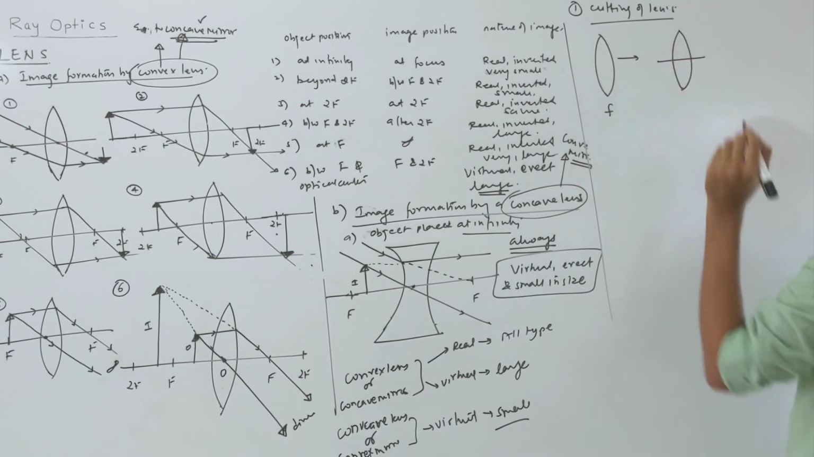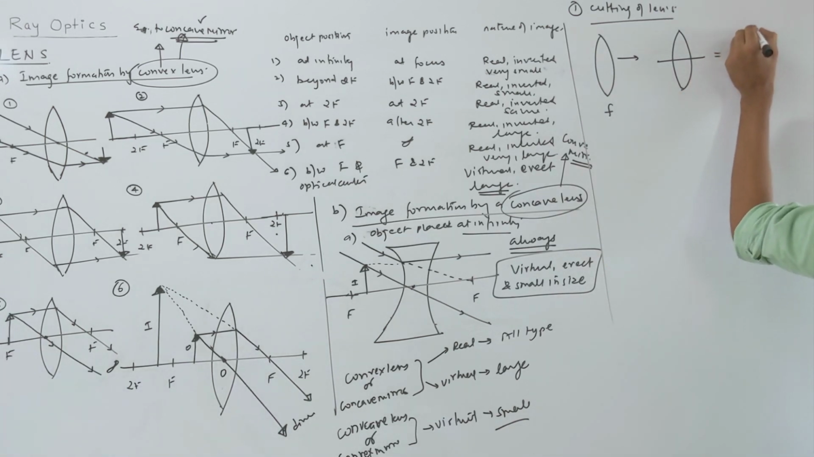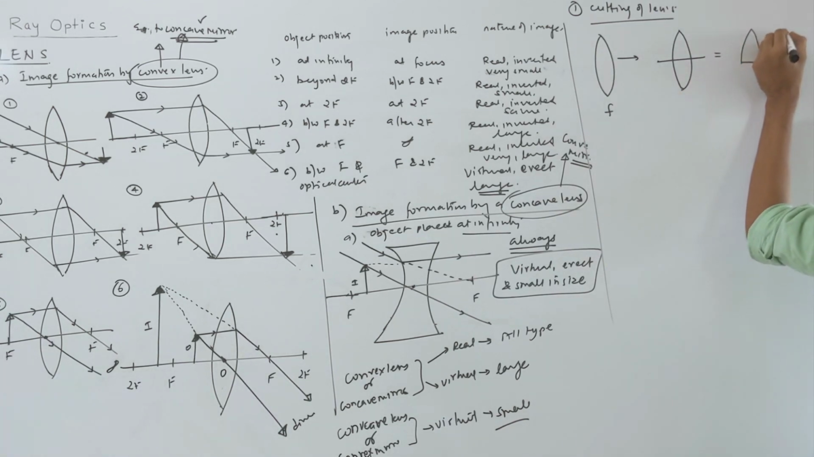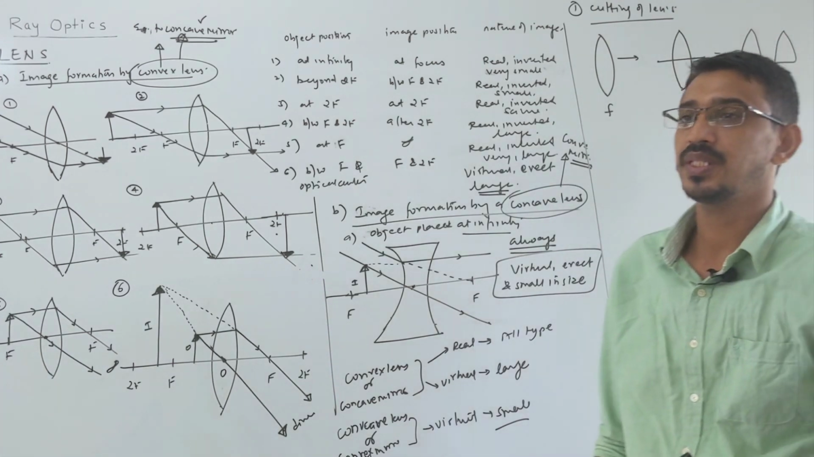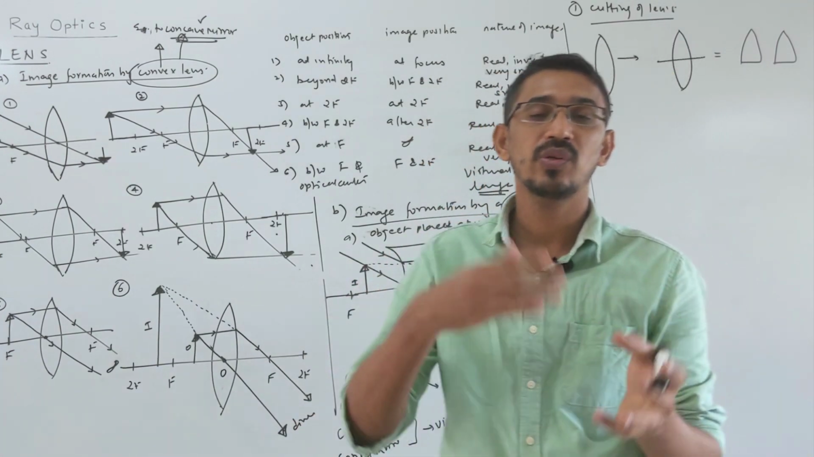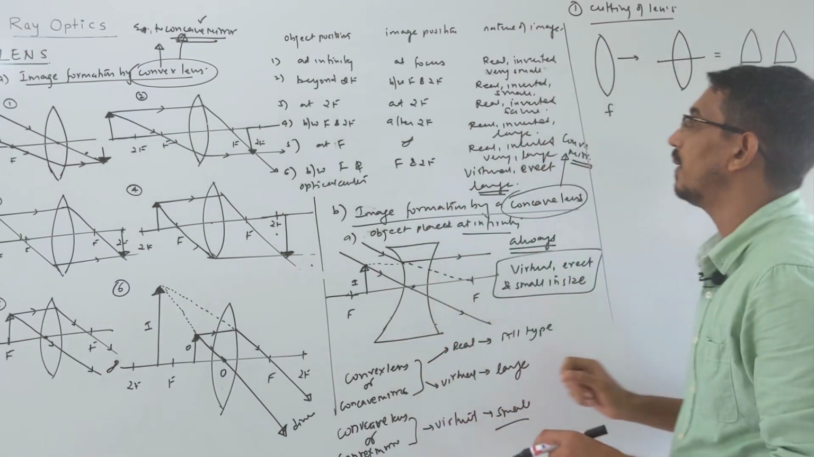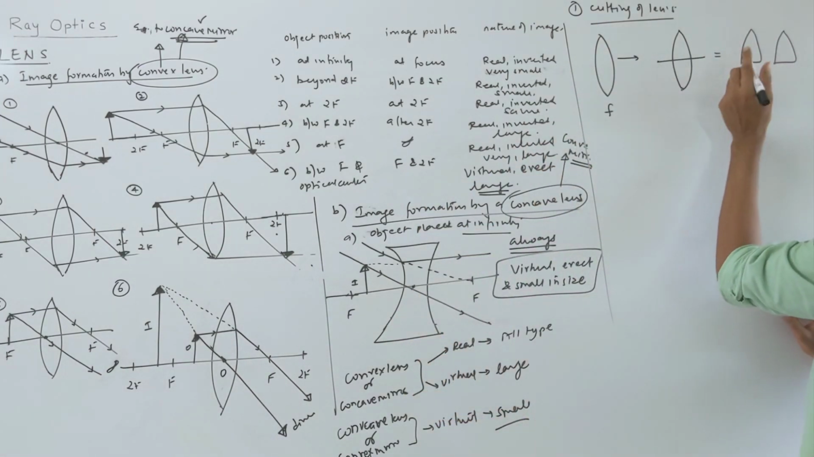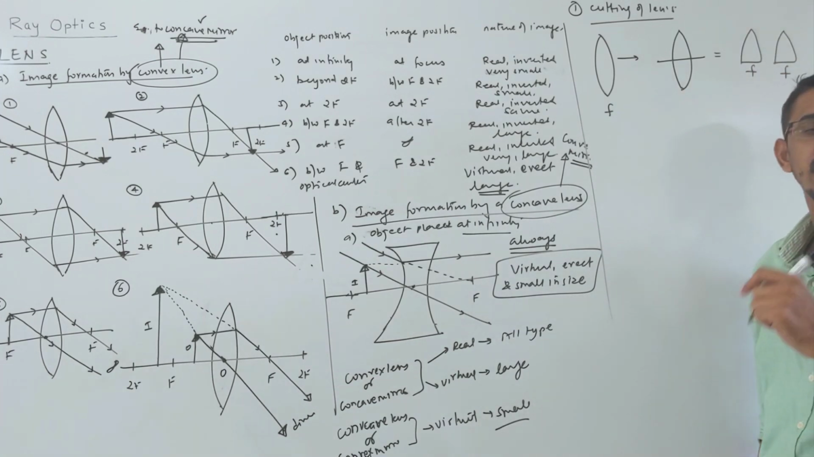Now suppose this lens is cut that way. You'll get two pieces. Then I ask you, what is the focal length of these two pieces? The answer is the same, it will not change, because focal length in a lens depends on curvature. Here curvature is not changing, just size is changing. So the focal length of this is f only, and of this is f. Focal length will not change if you cut that way.